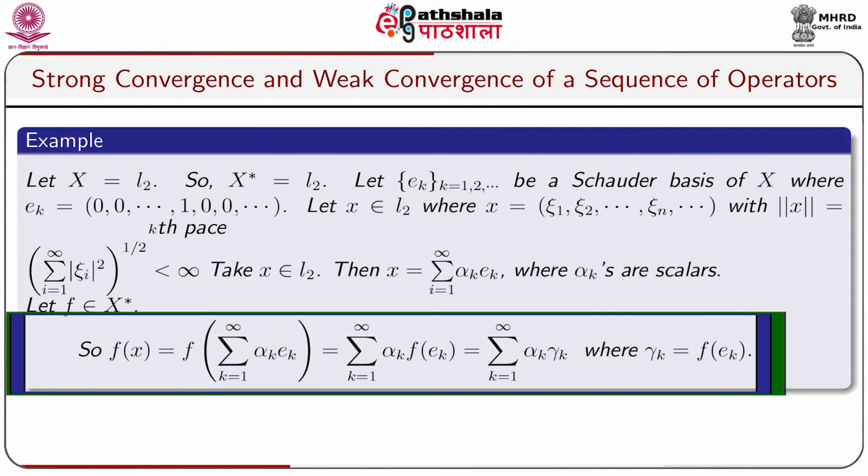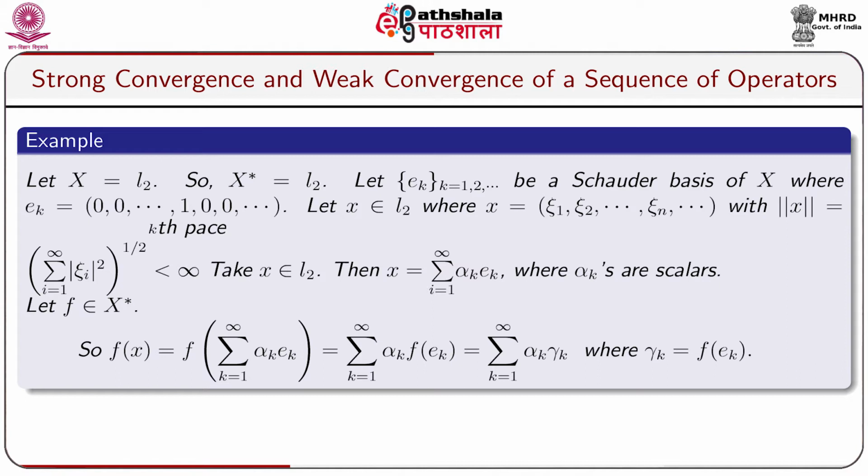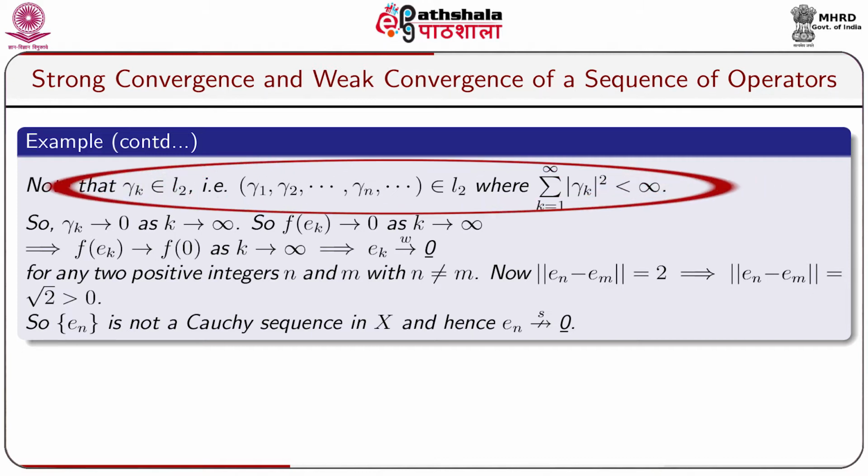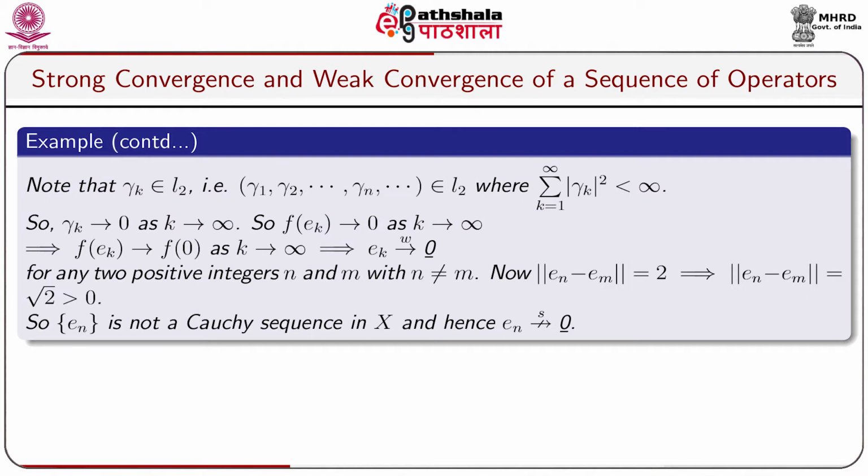So, F of X equals F of the sum from k equal to 1 to infinity of alpha k Ek, which is equal to the sum from k equal to 1 to infinity of alpha k F of Ek by applying the linearity of F, which again equals the sum from k equal to 1 to infinity of alpha k gamma k, where gamma k equals F of Ek. Note that gamma k belongs to L2. That means the sequence of scalars gamma 1, gamma 2, ..., gamma n, ... belongs to L2, where the sum from k equal to 1 to infinity of modulus of gamma k squared is finite.